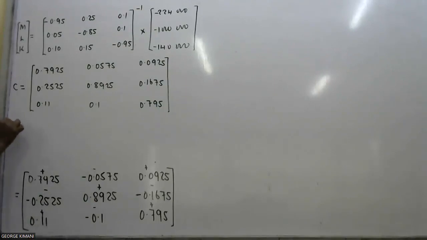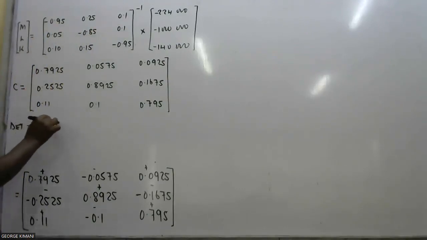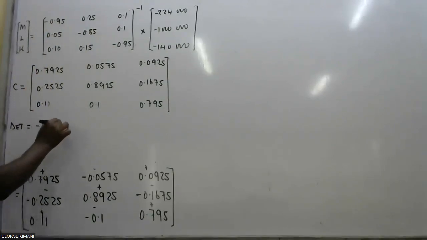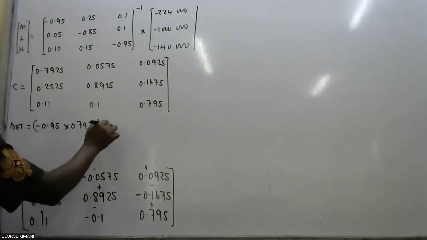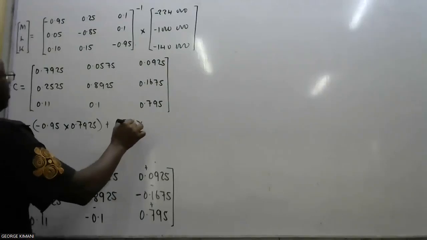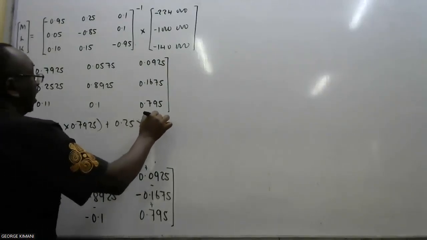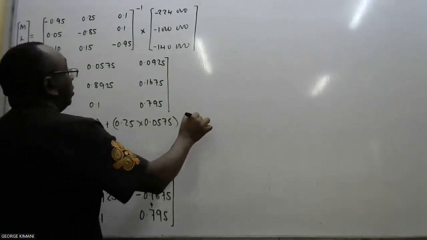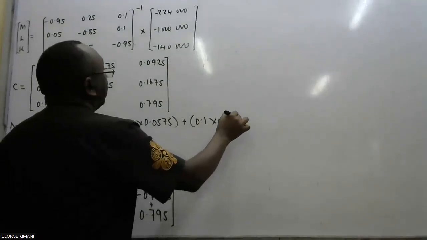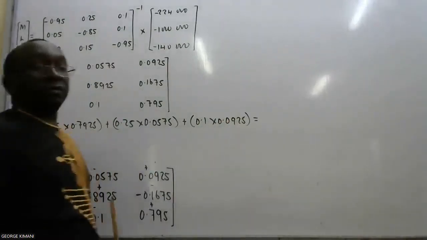So the determinant, you take the first row and the first row of the matrices of the cofactor. So it is 0.95 minus 0.95 times 0.7925 plus 0.25 times 0.0575 plus 0.1 multiplied by 0.0925. So solve that and give me the answer.